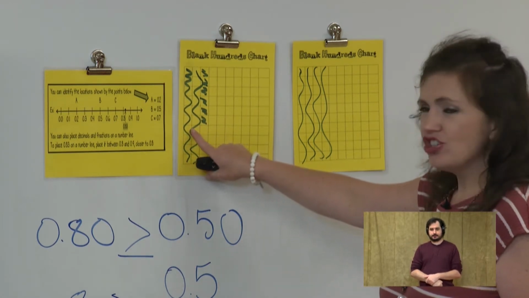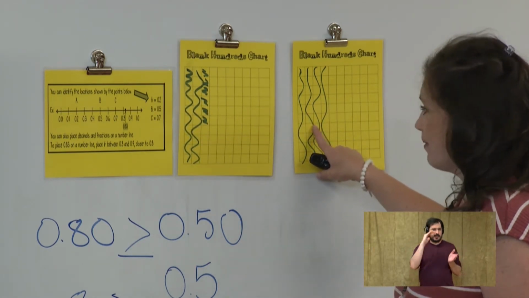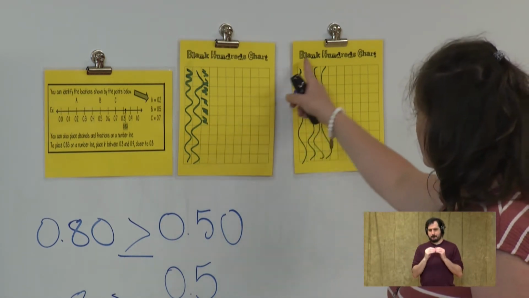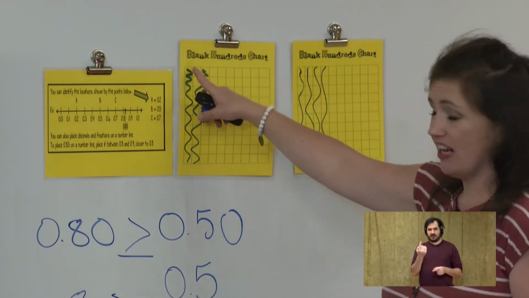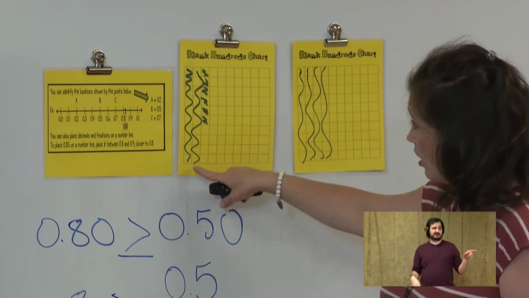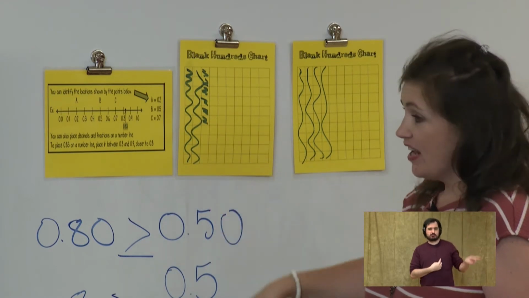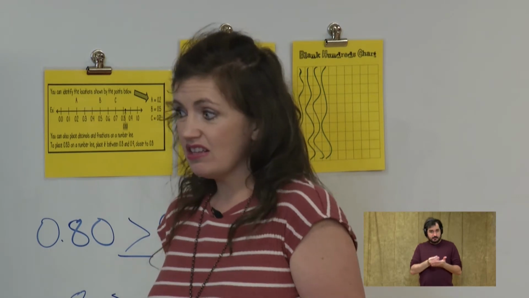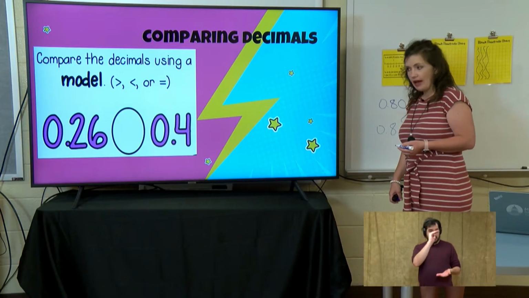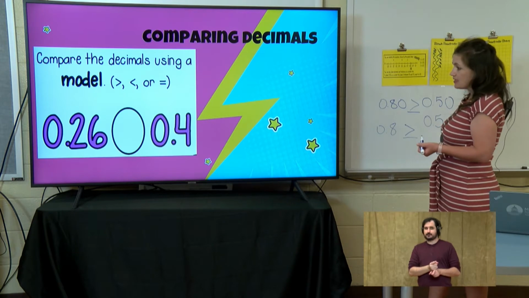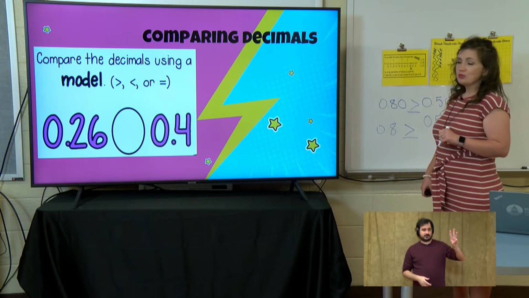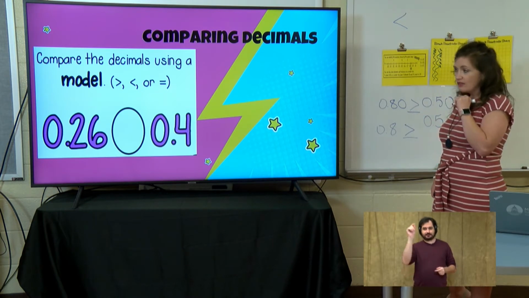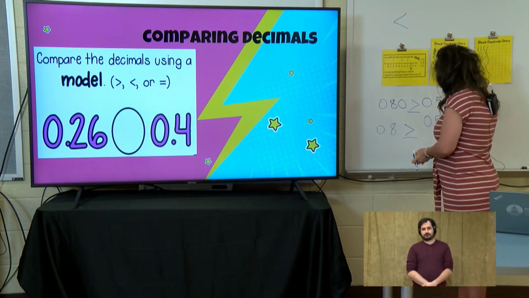Does this have less shaded, more shaded, or the same amount shaded as this one? This is a lot less shaded, right? This has 4 entire columns shaded. This only has 2 whole columns and part of another one. And if you think about it in money, is 26 cents less than 40 cents? Absolutely. So 26 hundredths would be less than 4 tenths. All right, very good, guys.